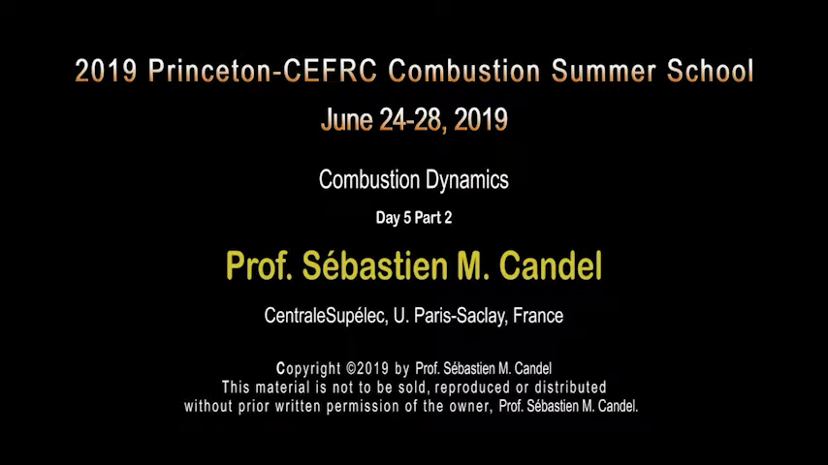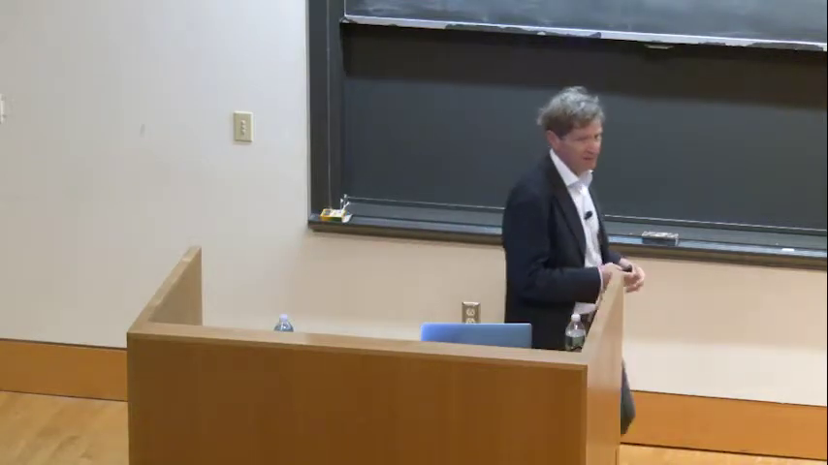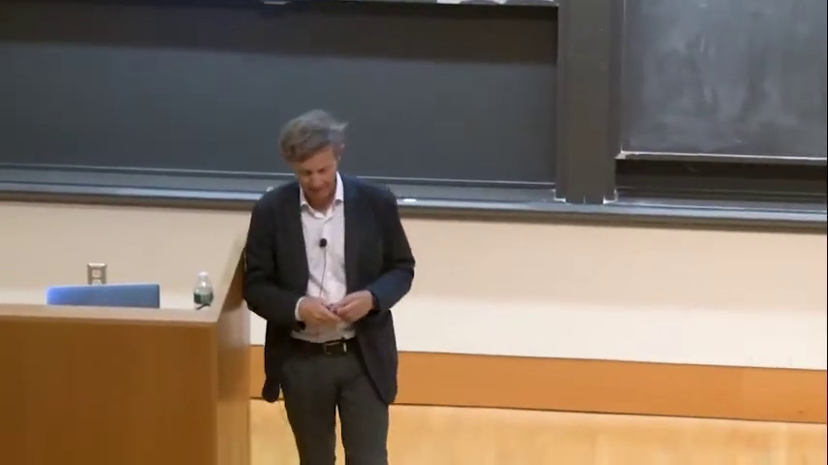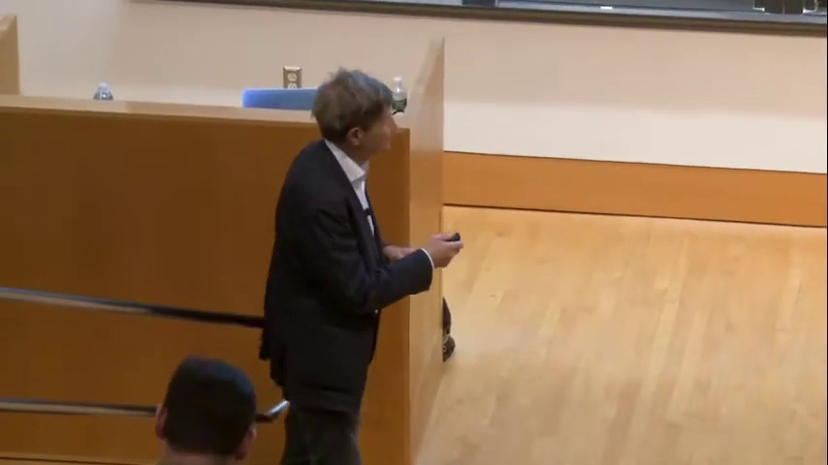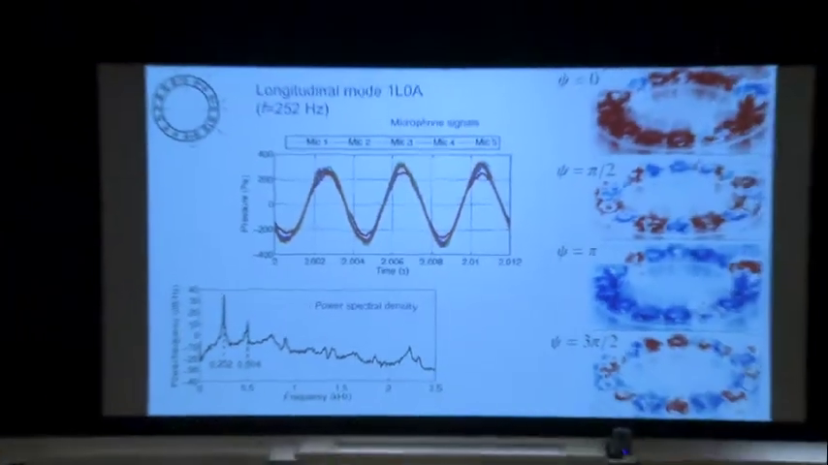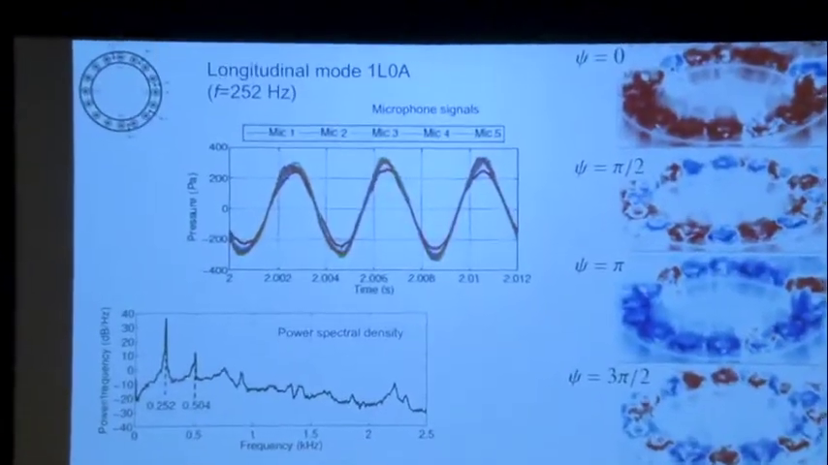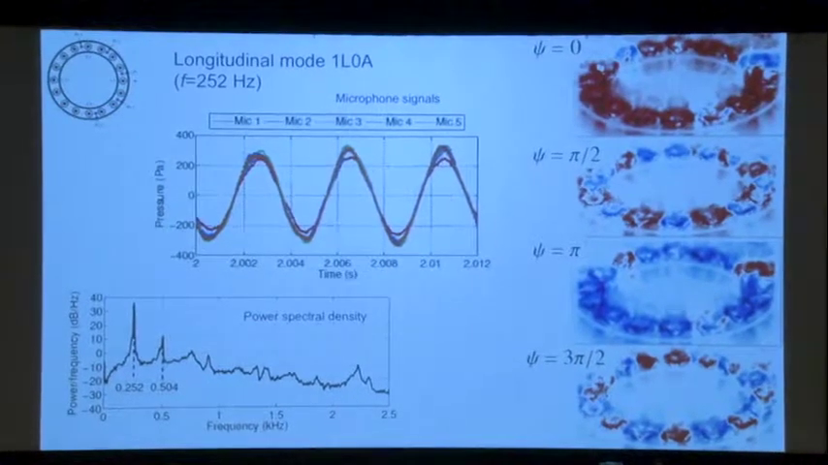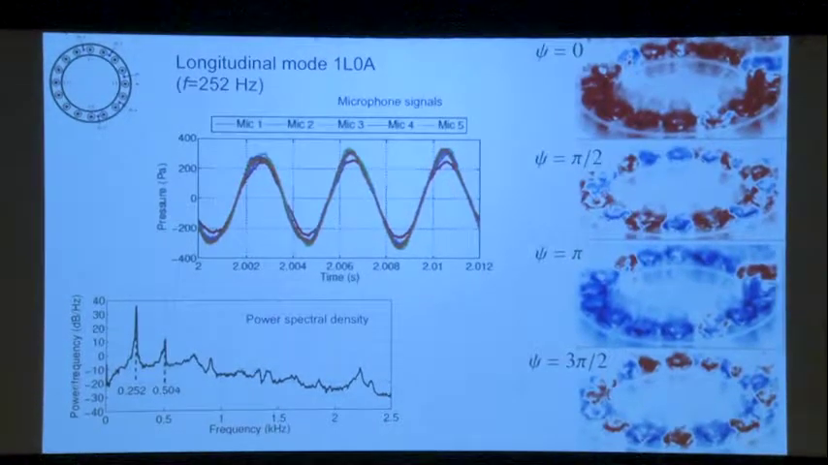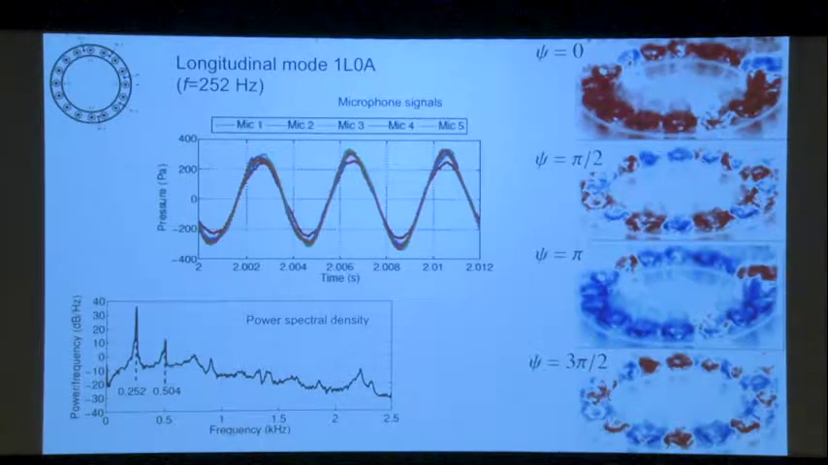All right, so now let's look at the various instabilities that were observed in this situation. So the first one is a longitudinal mode. In this case, it comes out because the frequency of this mode is very low, and so it falls in the range of receptivity of the flame.